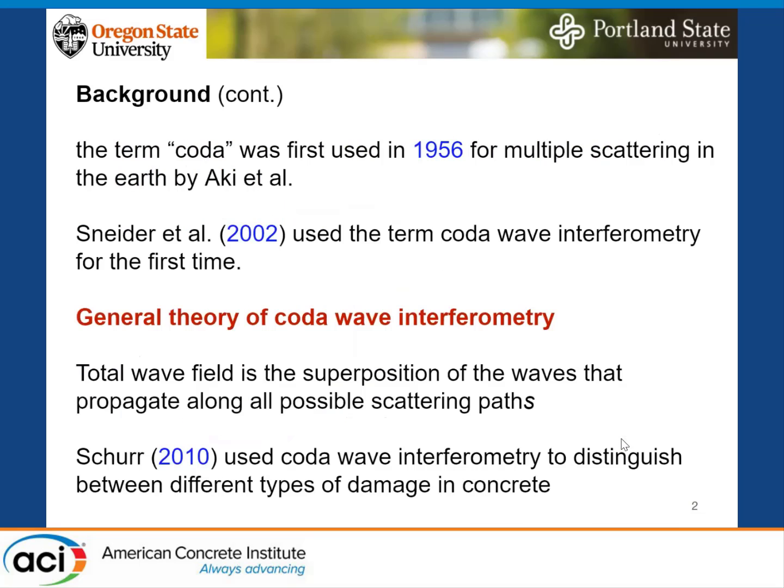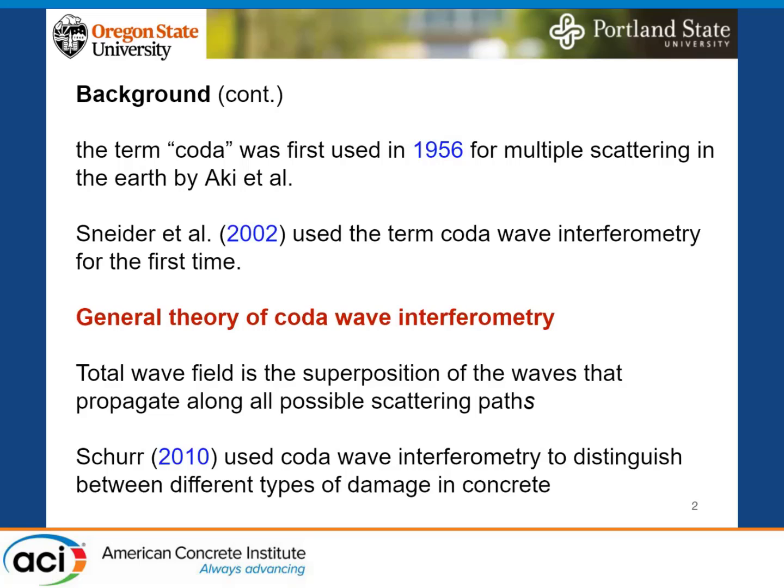And here is a bit of background about the term Coda. The term Coda was first used by Aki in 1956 in seismology papers. It was used to describe multiple scattering in the earth, and this is a very popular term in seismology. Schneider in 2002 for the first time used Coda wave interferometry. And later in 2006, he developed the general theory of Coda wave interferometry, which says the total wave field is the superposition of the waves that propagate along all possible scattering paths.